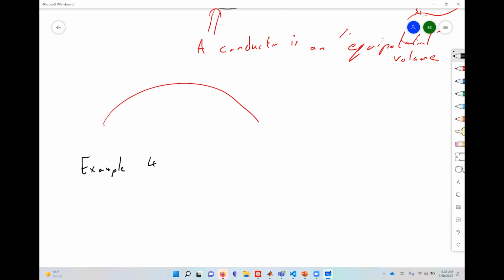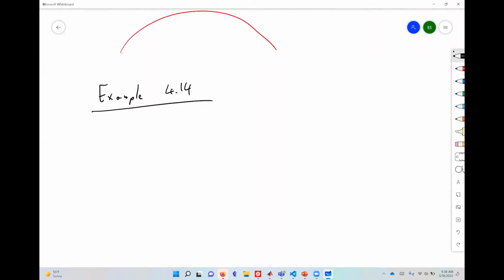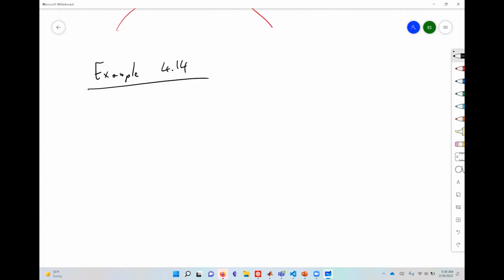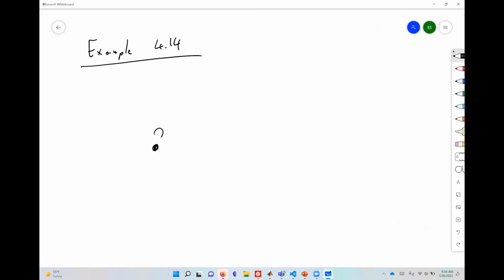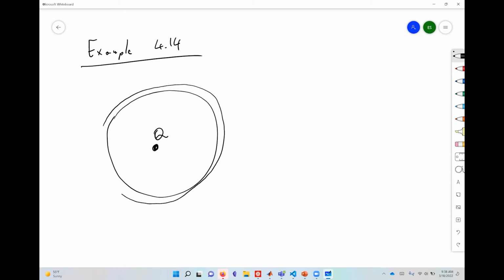Okay. Example 4.14. This is a good example. It shows you how to reason about conductors. So if I have a charge Q, and then I have a conductor shell, a spherical shell. Not a circle, this is a three-dimensional sphere. So this is conductor material.